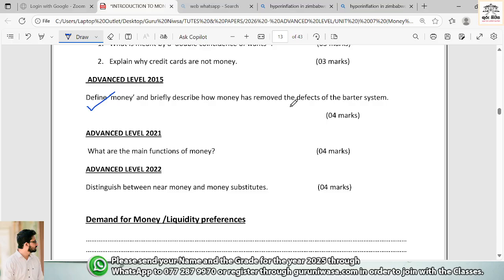The use of money has done a great job. Explain and briefly describe how money has removed the defects of the barter system. 4 marks. If you want, you can use examples.